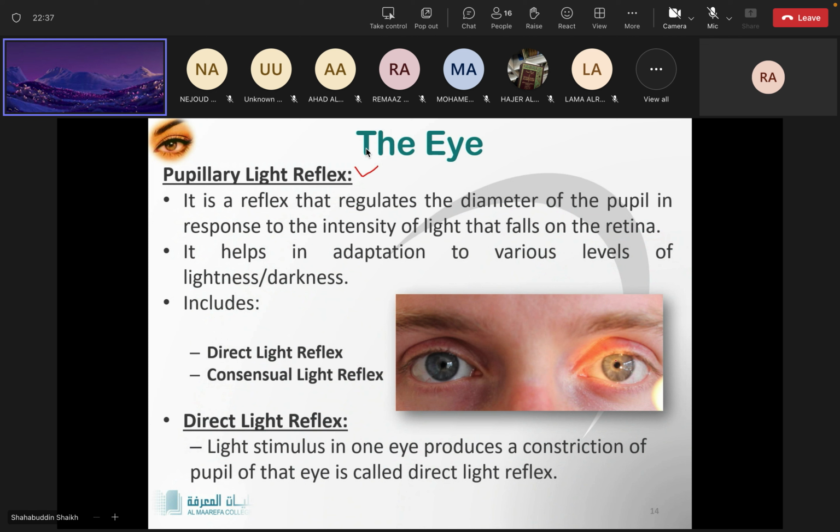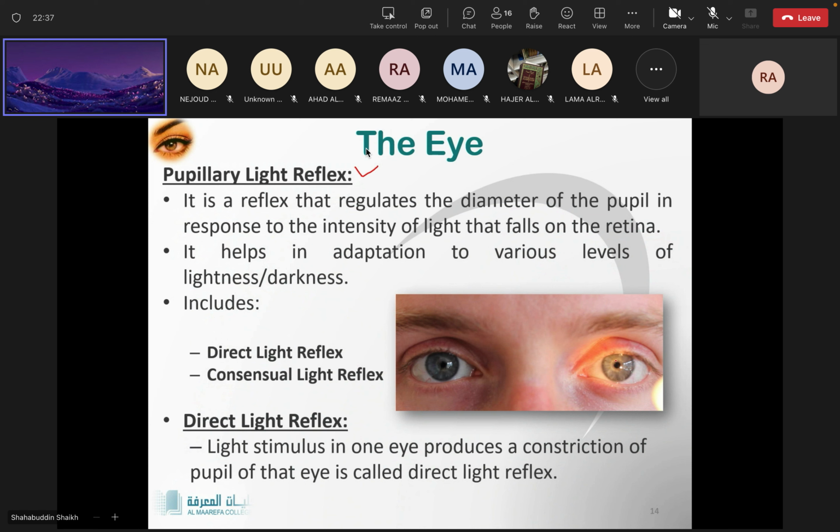Suppose you shine light, there is a response here, direct light reflex is there, and no consensual light reflex. So what does it mean? When you shine light, the sensory system is carrying the information to the pretectal nucleus, and the motor system on the same side is working. But the light information is not going to this side.